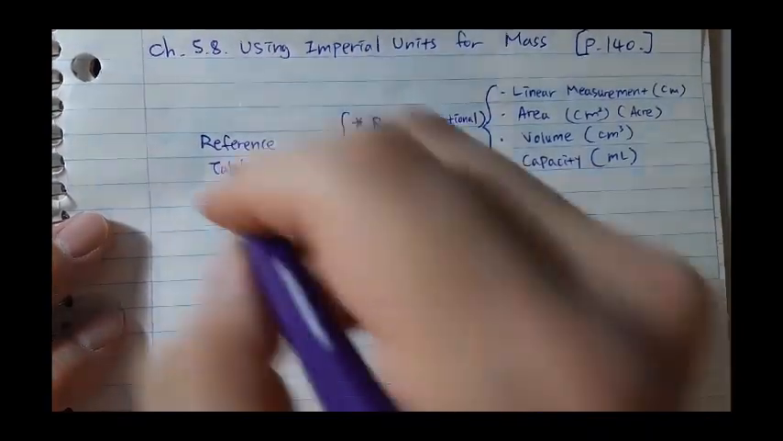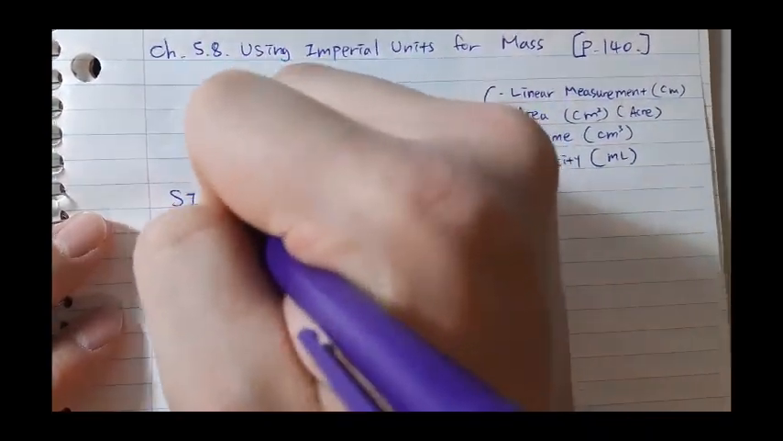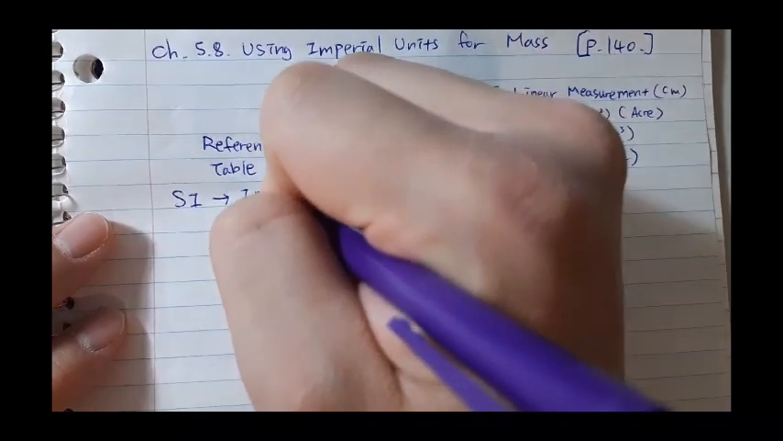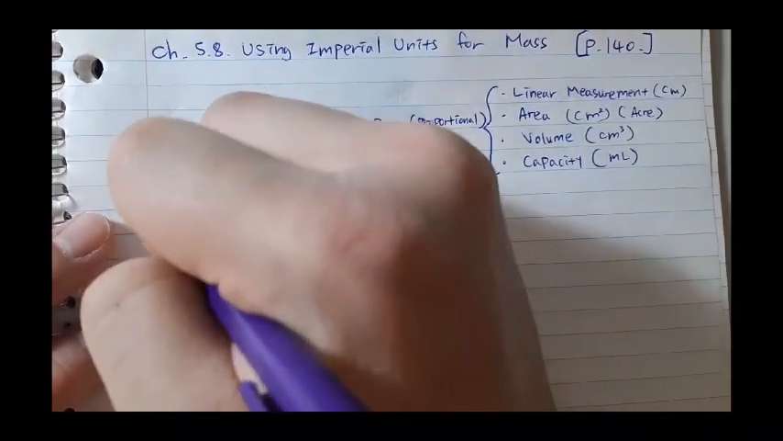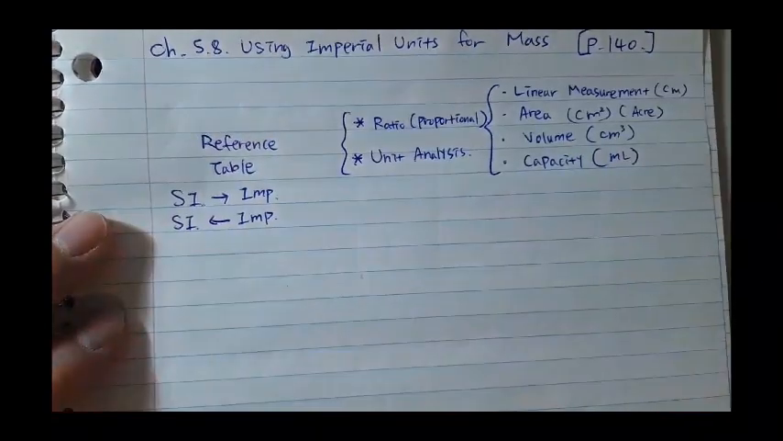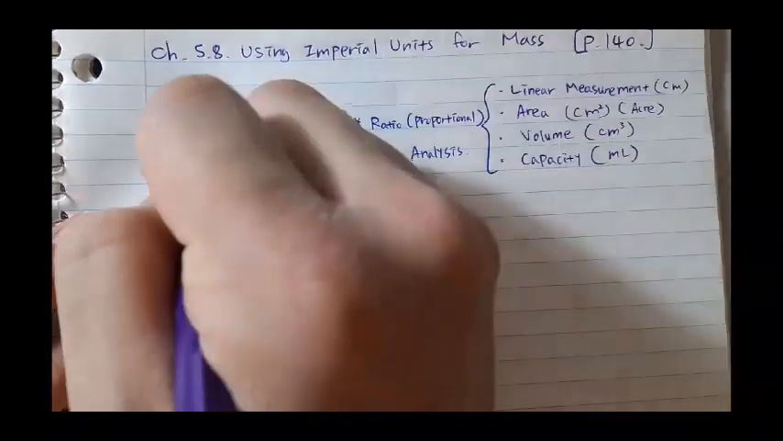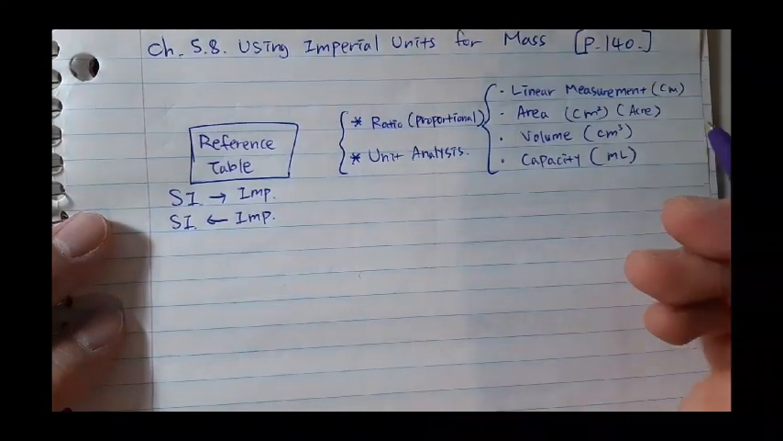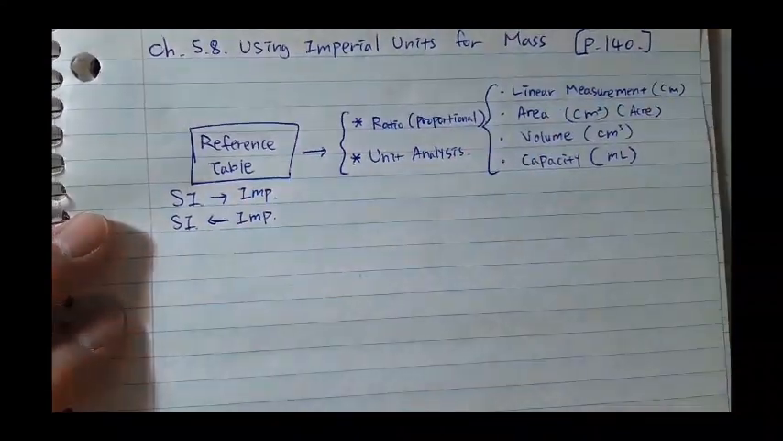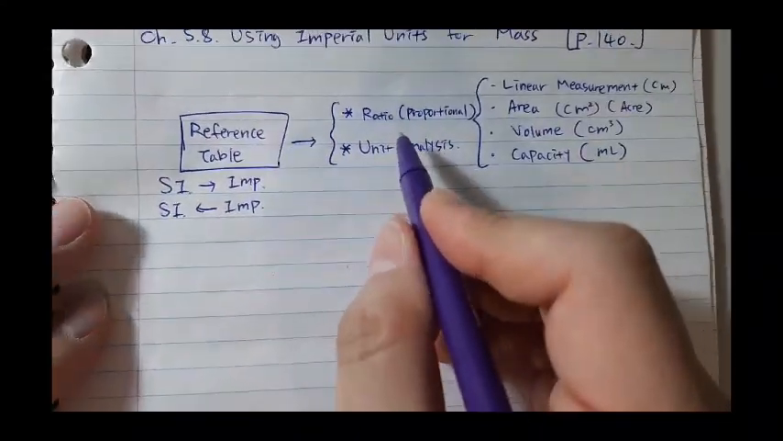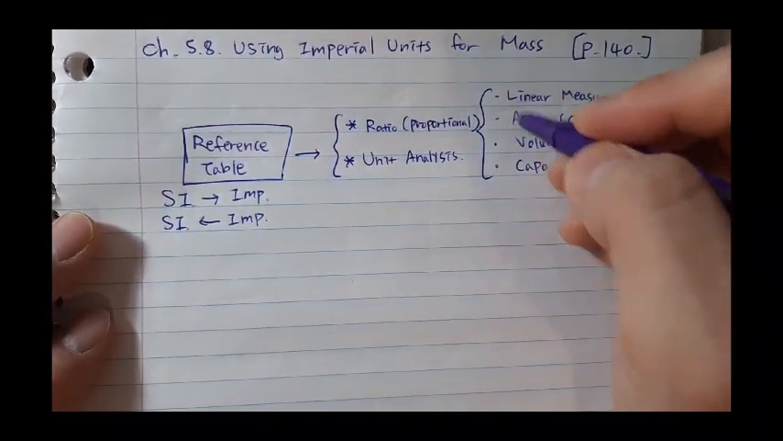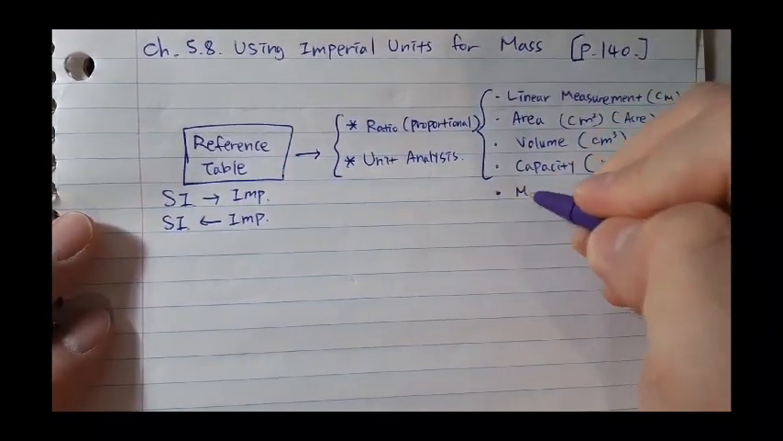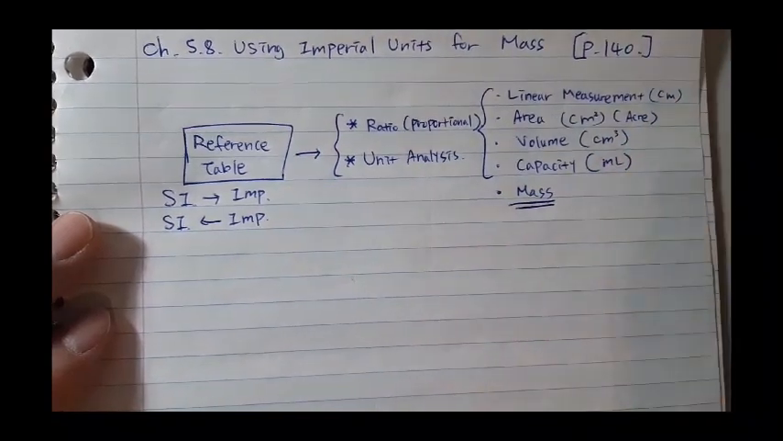And we look at two different things: SI unit, which is metric system, to imperial unit, or imperial unit to SI unit, which is metric unit. So we're using basically a similar method. From the reference table, we're going to identify which method is better used, and we're just going to do what I like to add as mass.